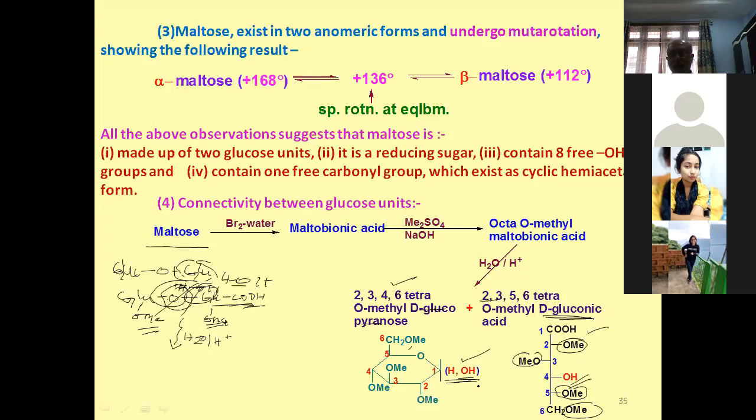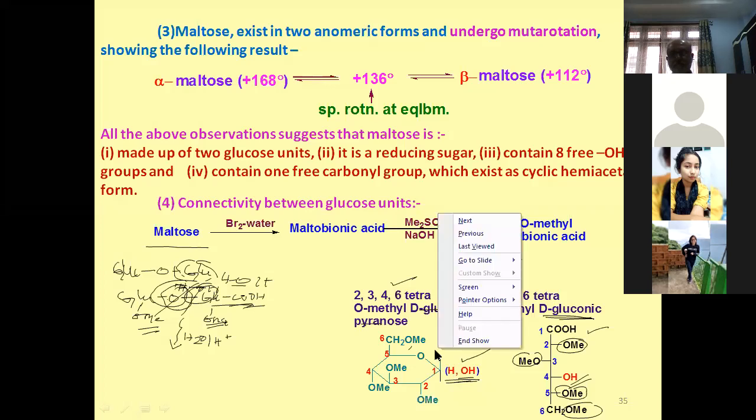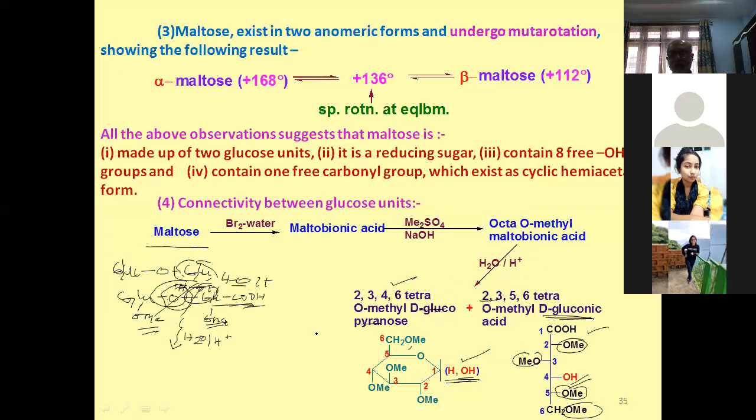What is the conclusion from here? Somebody tell me. At the 4 position, a free OH group is present. Correct, the 4 position. Where? Sir, that 2,3,5,6. The glycosidic bond is between carbon 1 of one pyranose and carbon 4 of the other.